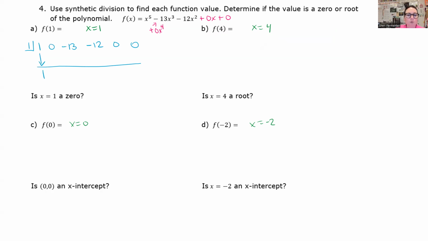So I start with 1. 1 times 1 is 1. 0 plus 1 is 1. 1 times 1 is 1. -13 plus 1 is -12. -12 times 1 is -12. -12 minus 12 is -24. -24 times 1 is -24. 0 minus 24 is -24. -24 times 1 is -24.